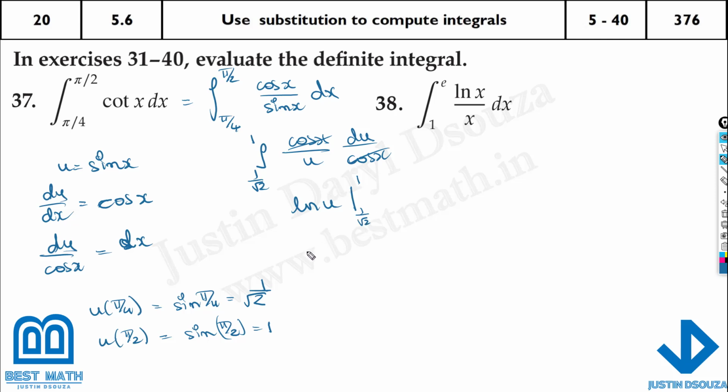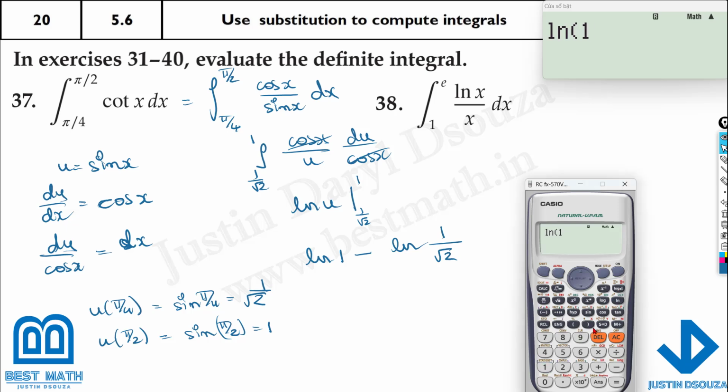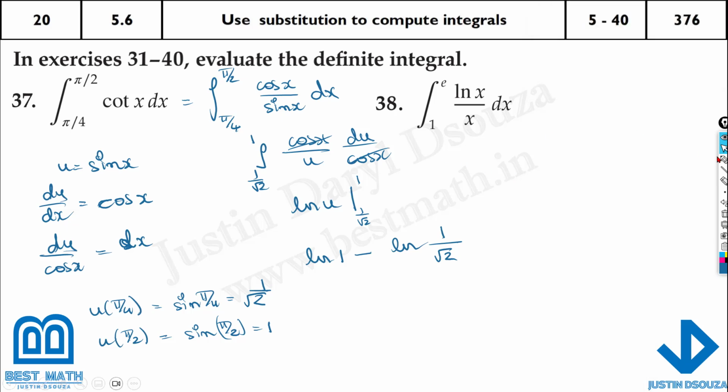Let's apply the upper limit. What happens? It'll be ln 1 minus ln 1 by root 2. Now, what is ln 1? If you remember, it's 0, or we can just use the calculator and solve it up. Here, natural logarithm ln 1, close the bracket, and the answer is 0. So the first part will be 0. It's just minus ln 1 by root 2. So that is the answer. You can leave it like that.